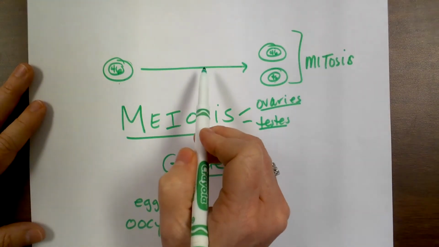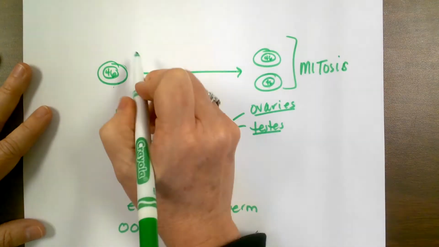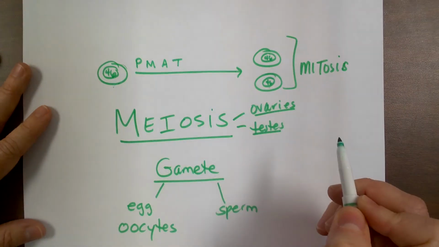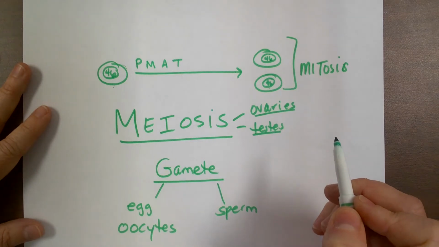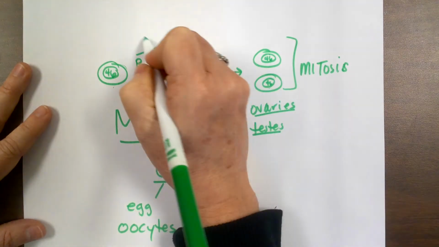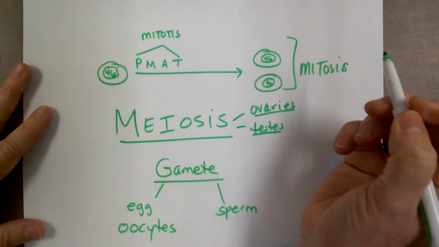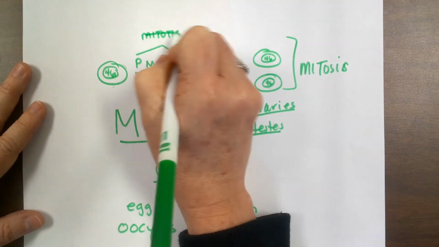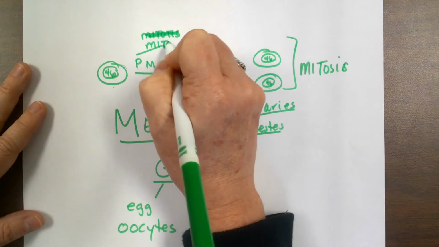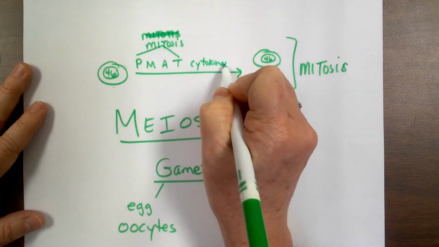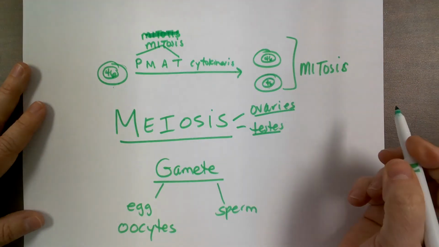The definition of mitosis is division of the nucleus. It has 4 steps, PMAT, which is prophase, metaphase, anaphase, and telophase. That will be your mitotic stage. And then after that, you're going to get cytokinesis, which is division of the cytoplasm.